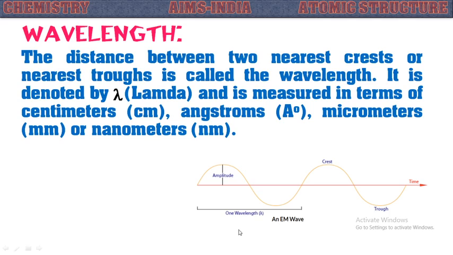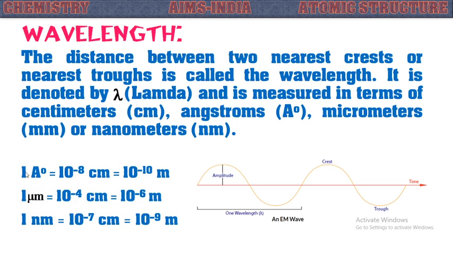Here you can see a picture of a wave. This is called a crest and this is called a trough. The distance between the two nearest crests or nearest troughs is considered the wavelength of that radiation. It is denoted with the symbol lambda. As it is a distance, its units will generally be centimeters, angstroms and so on. Most frequently used unit is the angstrom. As we know, 1 angstrom is equal to 10 to the power of minus 8 centimeters or 10 to the power of minus 10 meters. Here you can see some other unit conversions for length also.